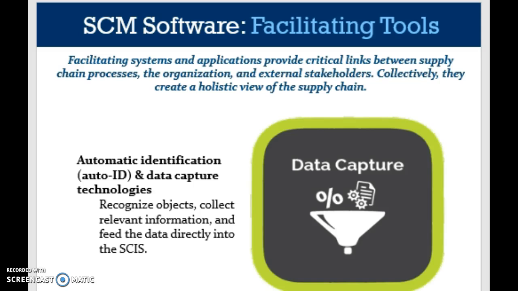Let's look at automatic identification. Supply chain managers can deploy a variety of automatic identification, or auto ID, and data capture technologies to assemble accurate data for analysis, planning, and execution of key processes. These technologies include barcode labels, radio frequency identification, RFID tags, optical scanner recognition tags, and related hardware and software. They work together to recognize objects, collect relevant information, and feed the data directly into the SCIS. Auto ID tools enhance the visibility and control of products as they move across the supply chain.